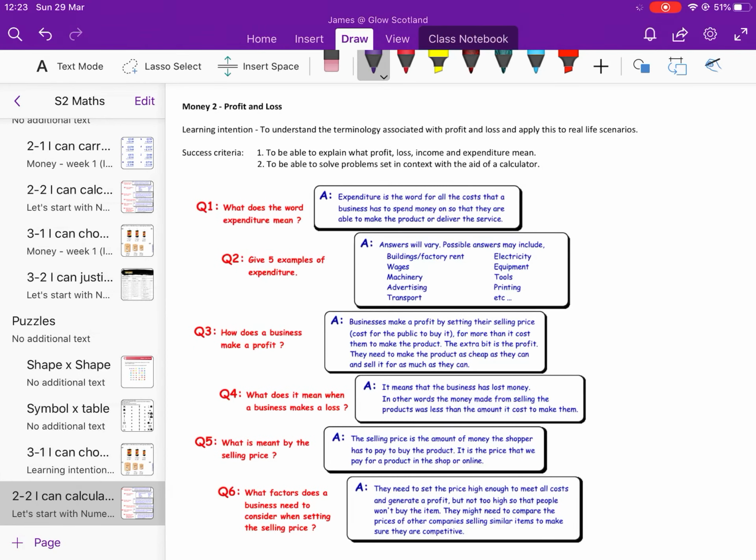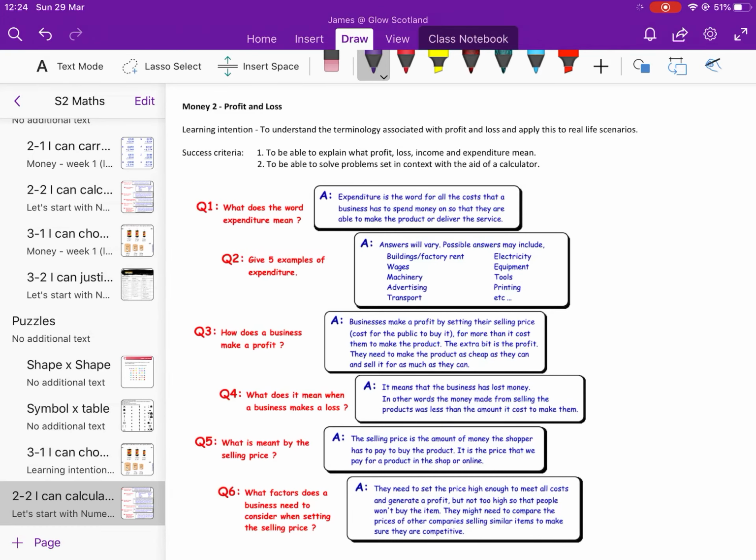So our learning intention for today is to understand the terminology associated with profit and loss and apply this to real life scenarios. So there's going to be a few new words that we're going to learn. So success criteria are really to be able to explain what profit, loss, income and expenditure mean. And then the second one is to solve some problems set in context, and you can use the aid of a calculator to help you with that.